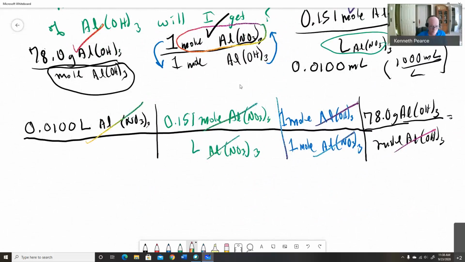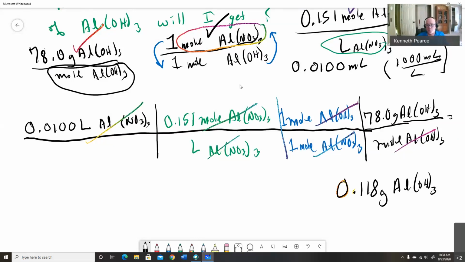So this whole problem here is an example of one of our key skills that we need to be able to do. Multiplying it out, times 78, I get 0.118 grams of aluminum hydroxide as a precipitate. And matter of fact, we're going to do a lab where we do this very thing. We're going to be producing a calcium compound from a sodium compound, and we have to calculate how much we get.